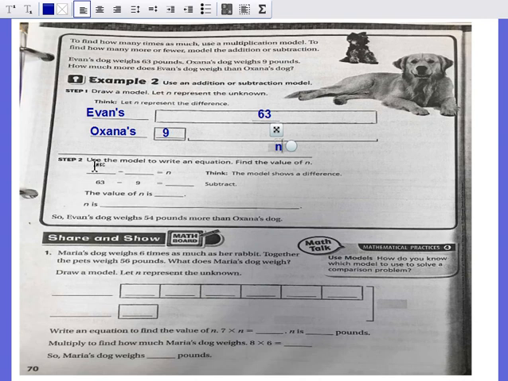Using the model to write the equation, we're going to start with our biggest one here, Evan's dog, and we're at 63 on the line. 63 minus 9 is going to give us our n. If we were to subtract the 2, we would get an answer of 54. And let's just go over here and check that.